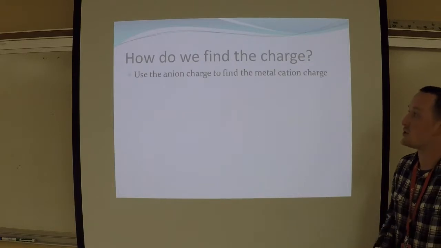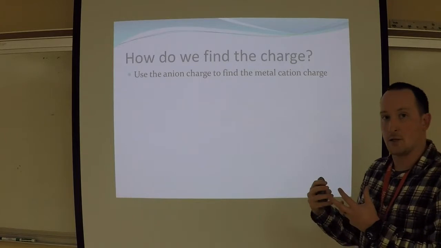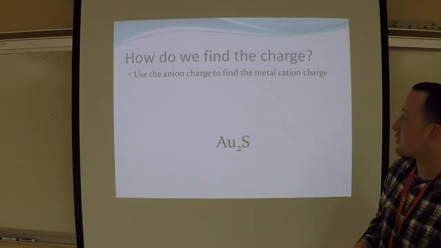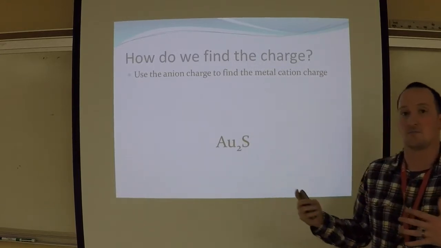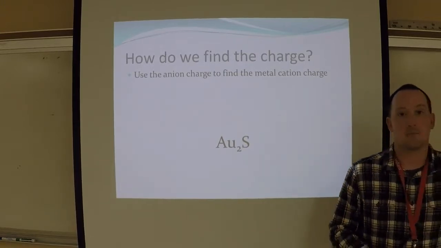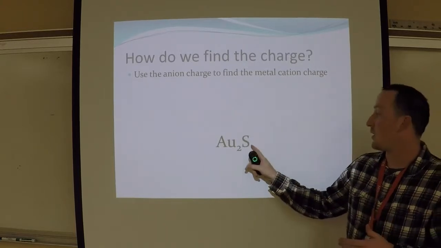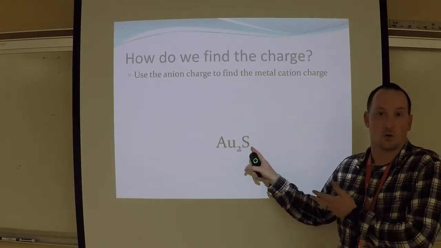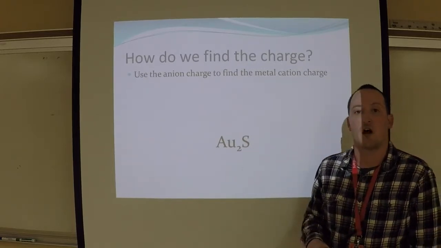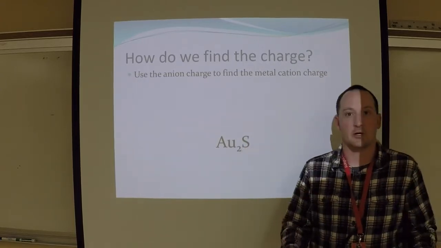So how we find the charge is we're going to have to use the anion. We're going to use the anion charge in order to figure out the metal cation charge. So here's my formula. Let's say I've got Au2S. Gold, Au, is a transition metal. Okay, it has multiple charges. So what I'm going to do is use the charge of sulfur, or in this case, technically, since it's in an ionic compound, this is sulfide. So I need to determine its charge. Well, you can get out your periodic table.